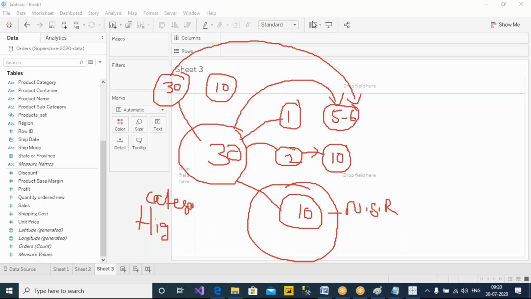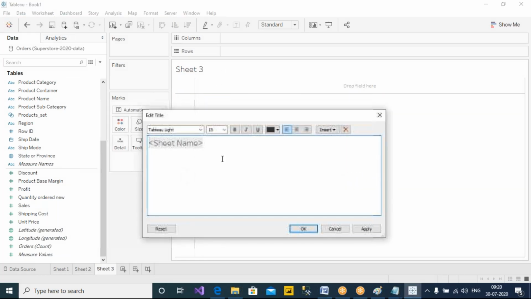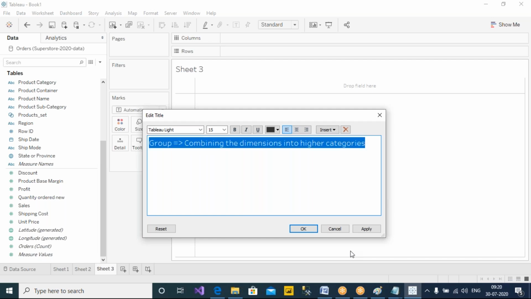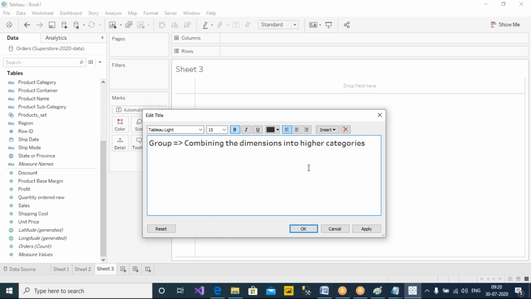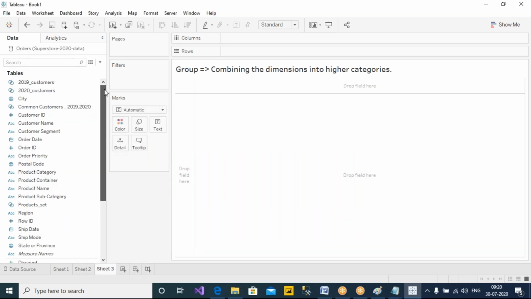So technically, what we call a group is combining the values into higher categories. So how do you define a group? Combining the dimensions into higher categories. This is the theoretical definition that we have, but let's apply this with an example, then we'll understand better.